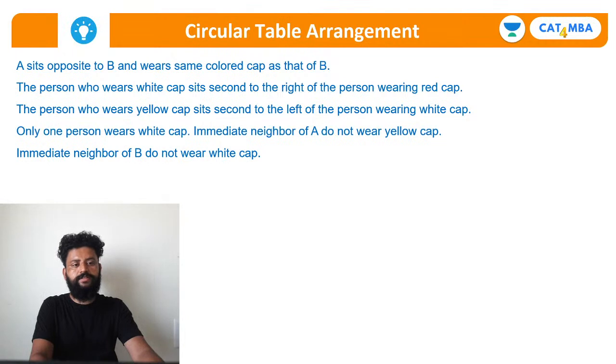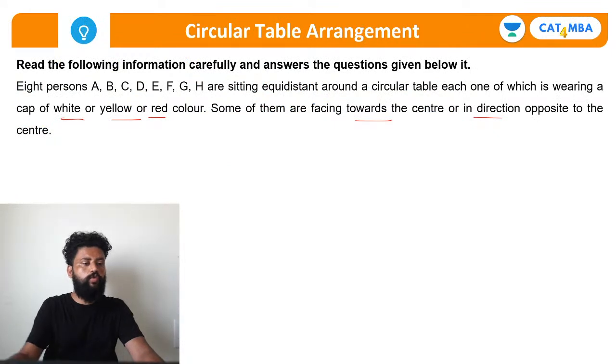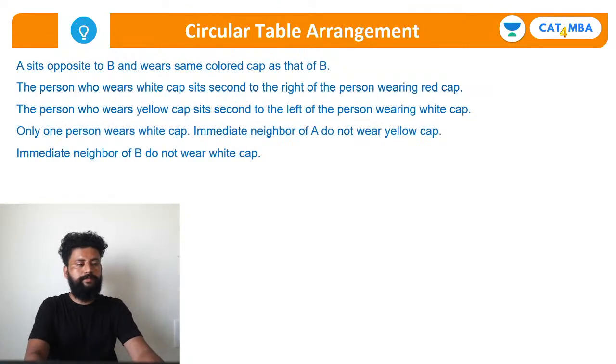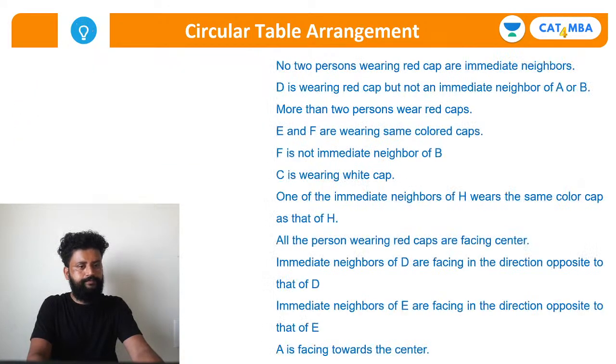A sits opposite to B and wears the same colored cap as that of B. It cannot be white because only one person wears white. So white is just one person, and yellow and red are definitely more. A and B can both be yellow, or both be red. No two persons wearing red cap are immediate neighbors.